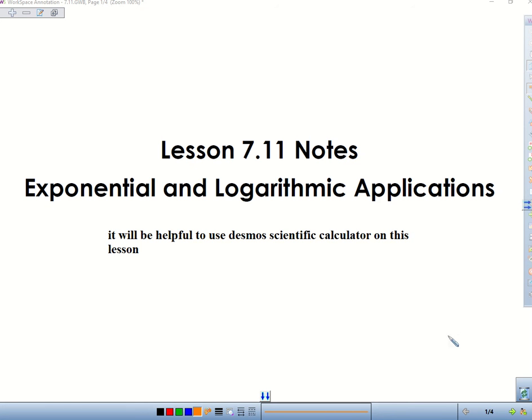Okay, so today we're going to be talking about exponential and logarithmic applications. And like I said, I will be relying on the Desmos Scientific Calculator to show you how to do these calculations. So if you want to use the same calculator I'm using, I recommend opening it up, desmos.com/scientific.